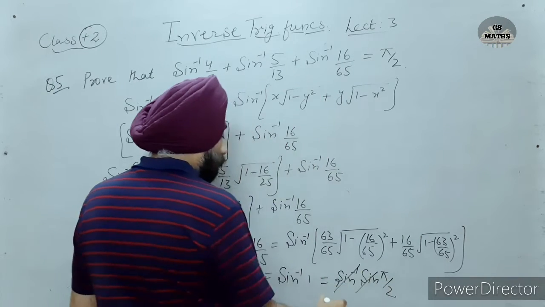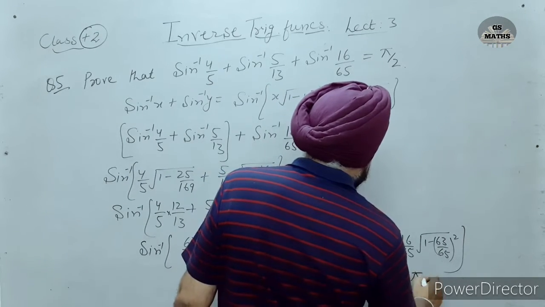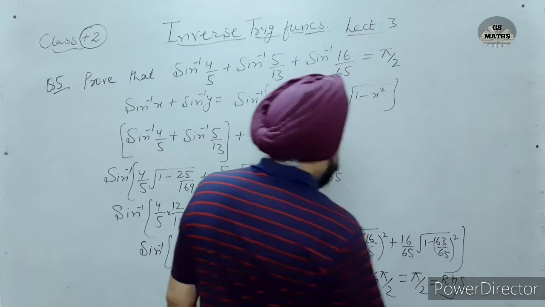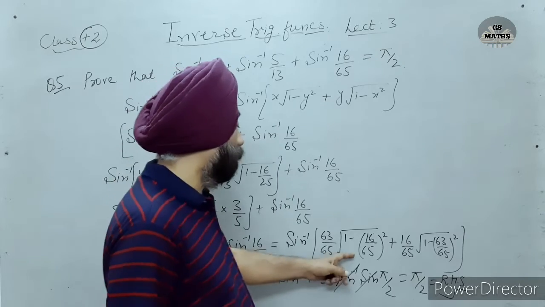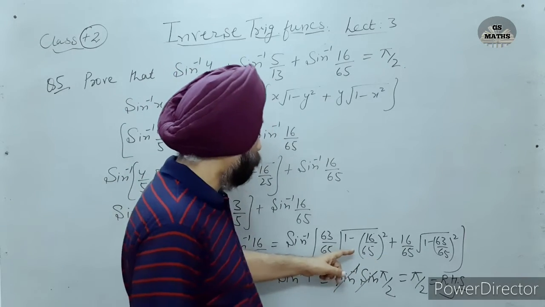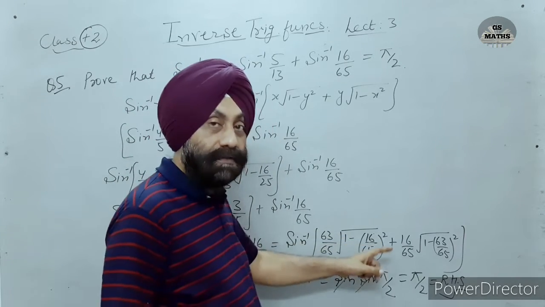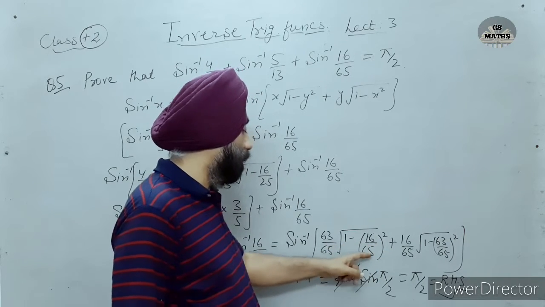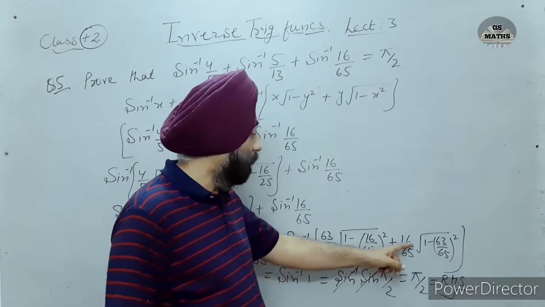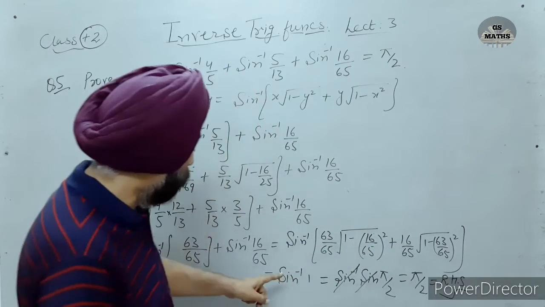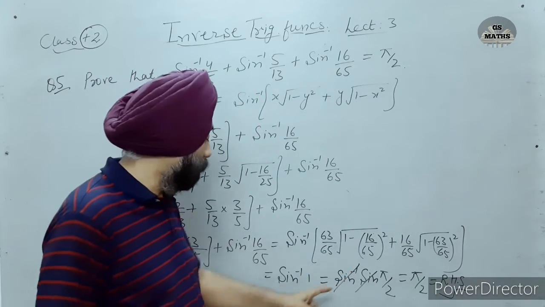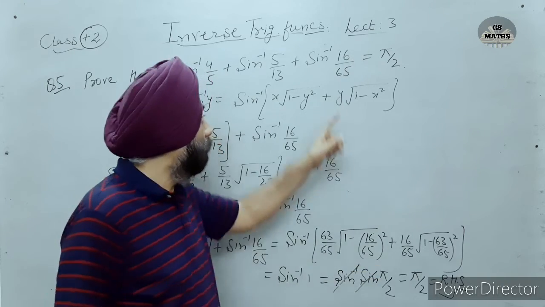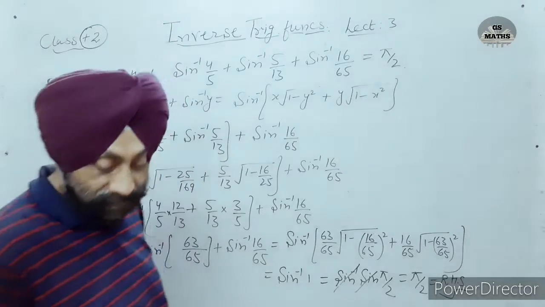This sine and sine inverse go, and pi by 2 is the right hand side. I haven't solved this in full in order to save your time and my time also. When you solve it, you try, that is (65² minus 16²) upon 65 into this, and this is 1. So I can write 1 as sine inverse sine pi by 2, sine and sine inverse cancel out, and we are left with the right hand side.